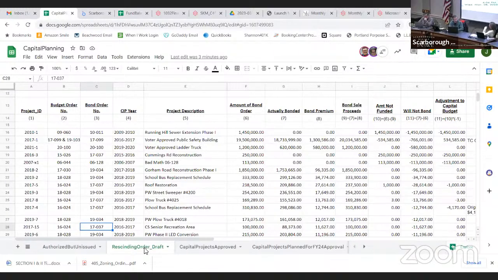This is my worksheet. You created this? Okay, it's a work in progress. That's amazing.